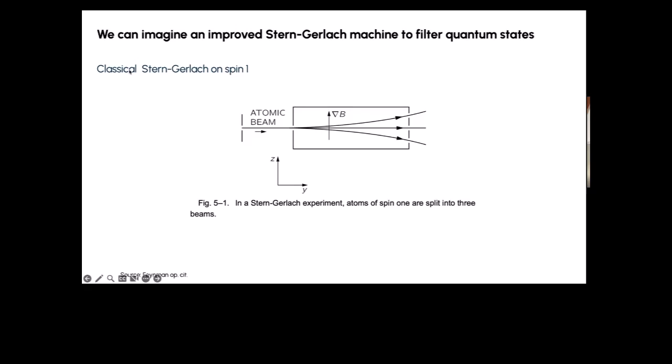And here you see now a different type of atom that is split into three beams. So silver is split into two, but atoms of spin one are split into three beams. And, oh, let me look up. So just for completeness, what atom has spin one?